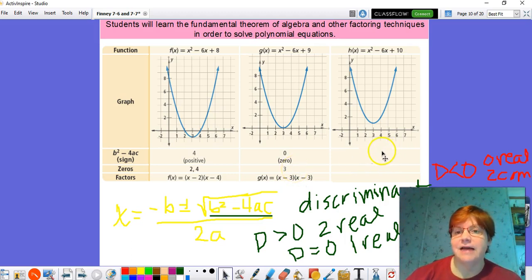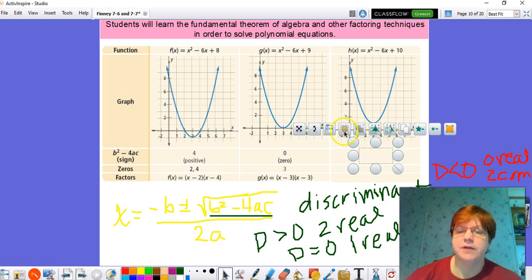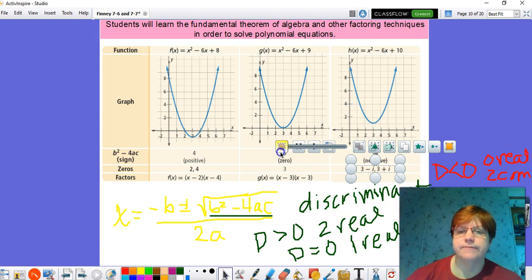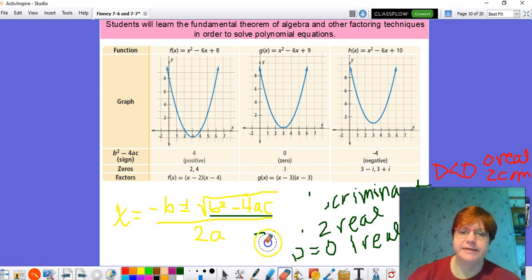And then finally, the last one, we've got negative 6 squared, which is 36, minus 4 times 1, which is 4, times 10, which is 40. So this time, our discriminant is negative. If our discriminant is negative, that means we have 0 real zeros. Well, how did they get 3 minus i and 3 plus i? Here's how they got 3 minus i and 3 plus i.